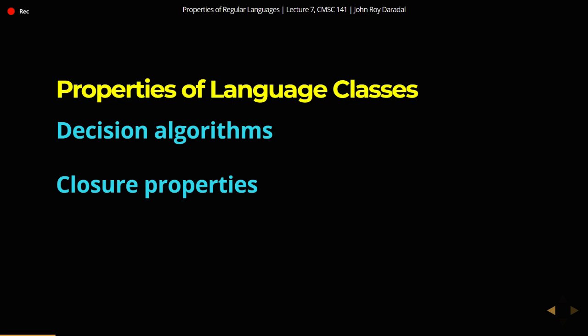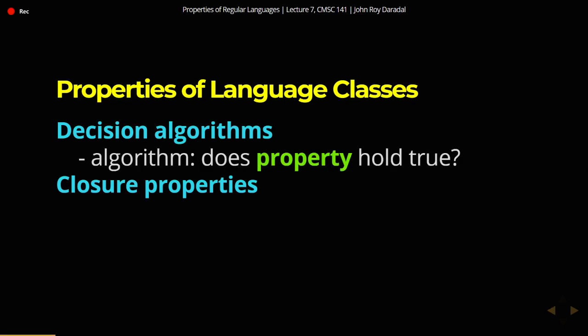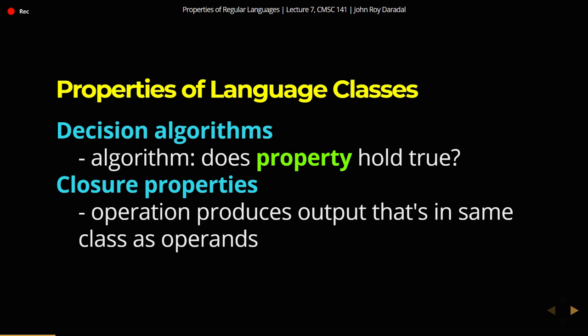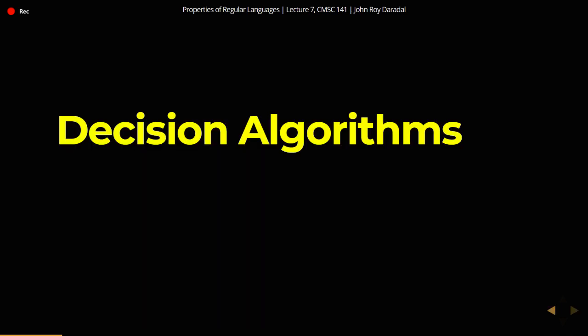So what are decision algorithms? These are algorithms that answer the question, does a certain property hold true? Okay, so for closure properties, on the other hand, we say that the language class is closed under an operation if that operation produces an output that's in the same class as the operands. So if that doesn't make sense yet, don't worry. We'll discuss what that means later when we look at closure properties. But for now, let's take a look at decision algorithms first.